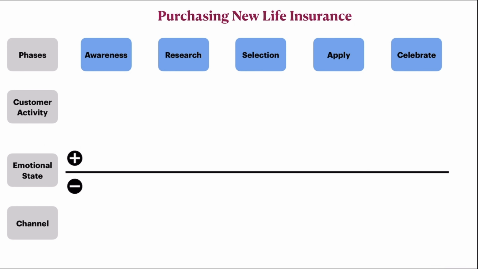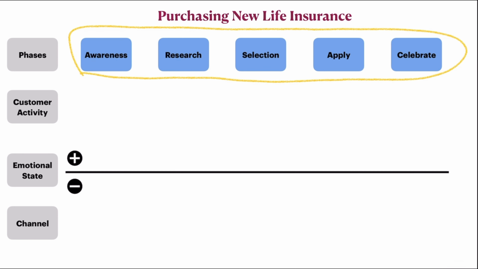So here are the major phases that we have up here assigned to purchasing a new life insurance policy. First, there is awareness, that they realize, hey, I may actually have to buy a life insurance policy. Then they start doing research, and then there is a selection process. They start to apply for it. And finally, when they're done with it, there is a bit of celebration or a sense of relief that they're done with one of these major activities in their life.